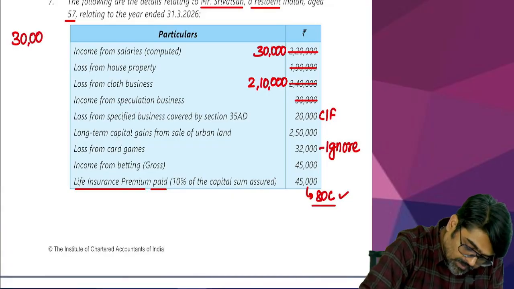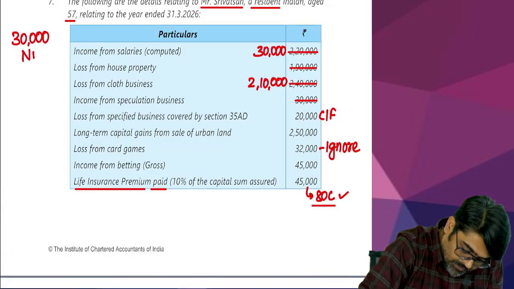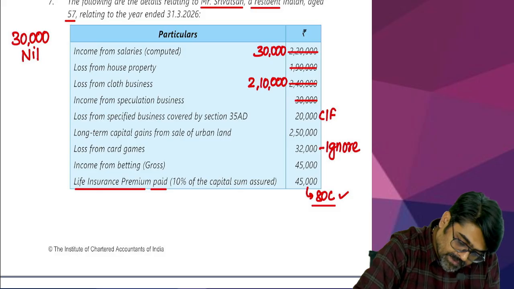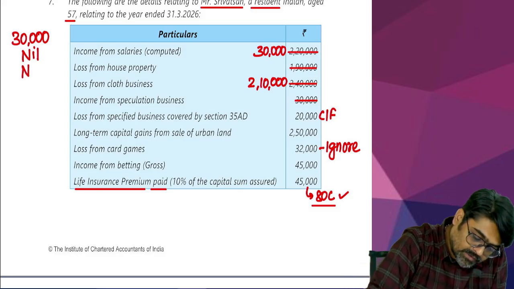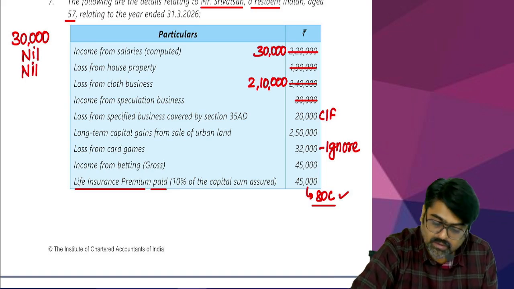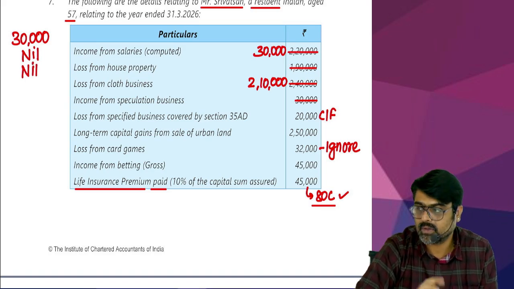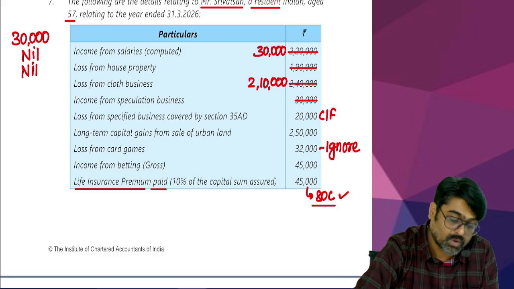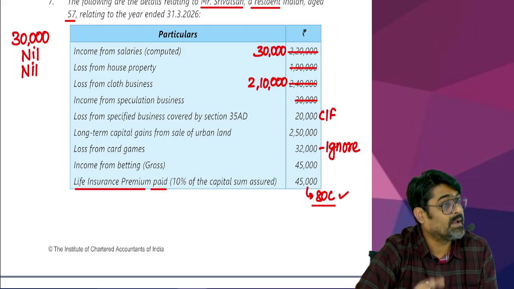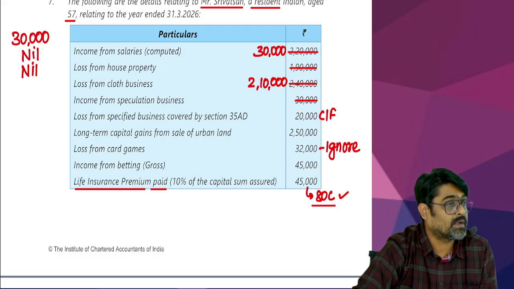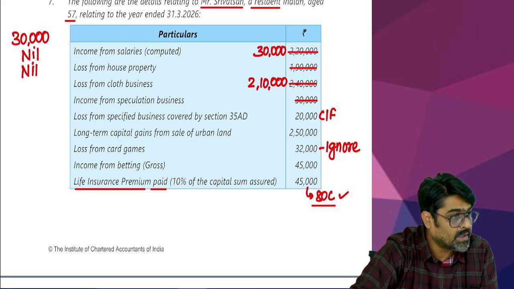Now this entire question, how much salary do you have? 30,000. Do you have any house property income? Nil. What is your PGBP income? 2,10,000. No, nil. PGBP income is nil. And still 2,10,000 loss is remaining. Now 2,10,000 cannot be set off against salary, but 2,10,000 can be set off against long-term capital gain. It can be set off against IFOS also, but IFOS is having winnings income. Against winnings income, no loss can be set off.